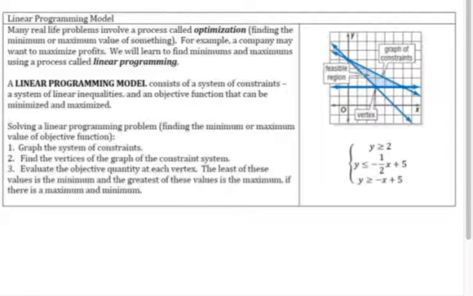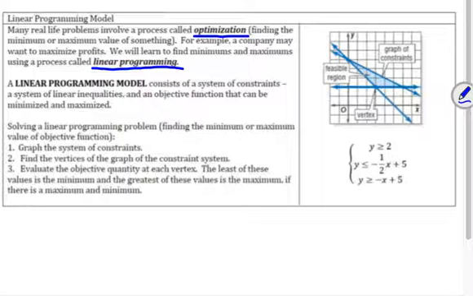Just to talk about linear programming, many real-life problems involve a process called optimization. Finding the minimum or maximum value of something. For example, a company may want to maximize its profits. A farmer may want to maximize his income or his harvest by managing his crops using linear programming. So that's what we're dealing with.